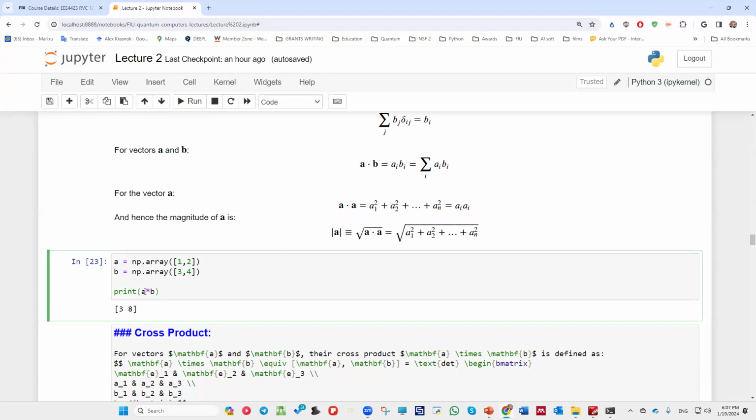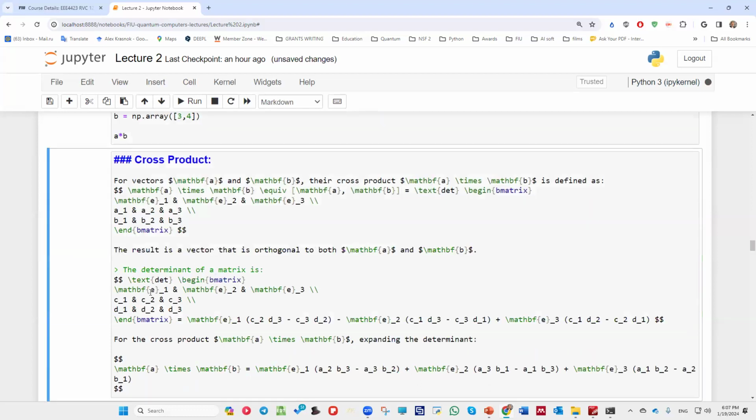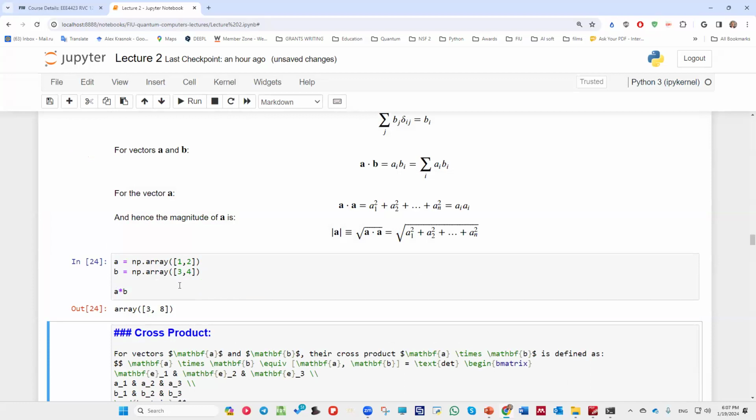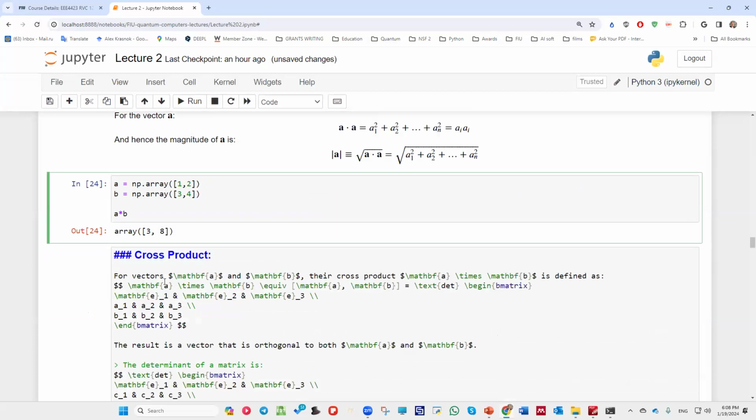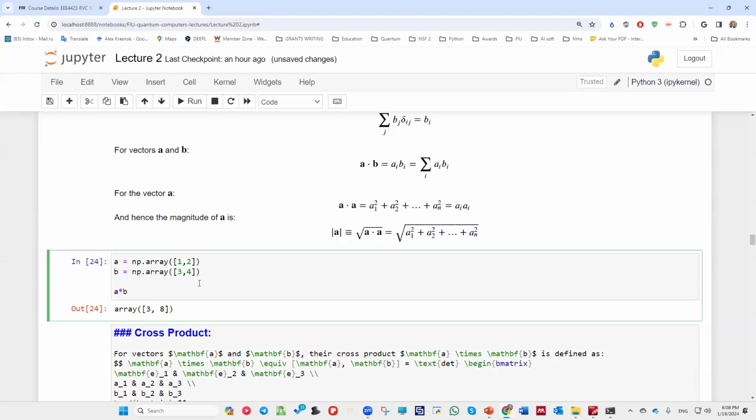Why does it return me the array? Let me see. So it returns me an array because actually I need to transpose the second vector. So we will talk about transpose a little bit below. Anyways, this is the way we take the dot product in Python. I just need to come to the point of transpose so we can write this in a correct way.